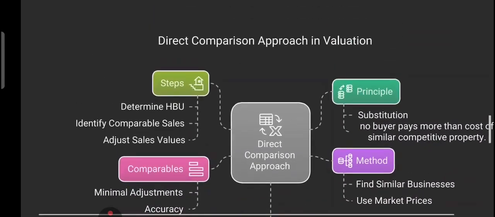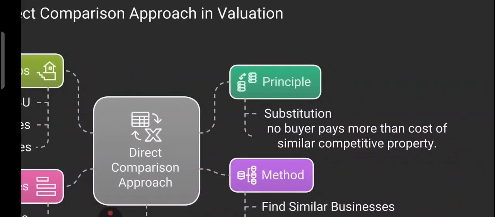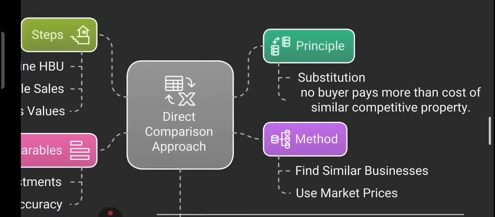The second approach we have is called DCM, the direct comparison approach. When it comes to determining the true value, direct comparison is one of the most straightforward methods. It works on the principle of substitution: no buyer will pay more than what it costs to buy a similar competitive property. Very, very important, this is the principle.